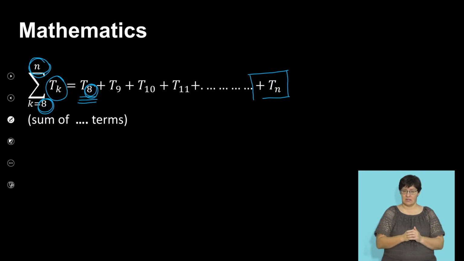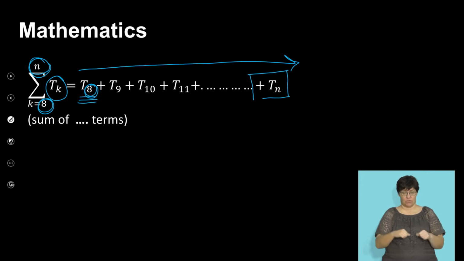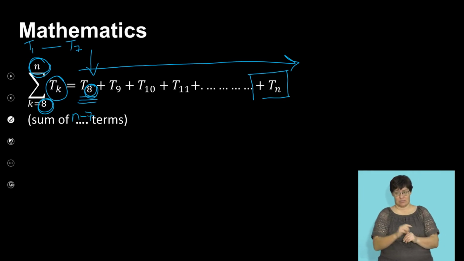But if I ask you how many terms have actually been involved in this sum, we can see that we've gone from term 8 the whole way up to term n. So I'm hoping that everyone will agree that term 1 to term 7 were not included in the sum because I start at term 8. So it is the sum of n minus 7 terms. Why minus 7? 7 terms of this sum were not included. Great, let's go to the next slide.